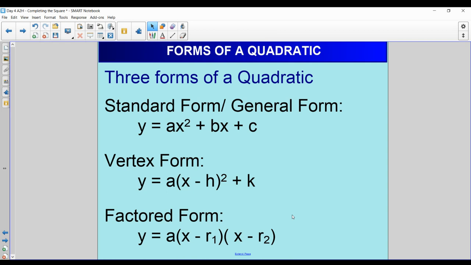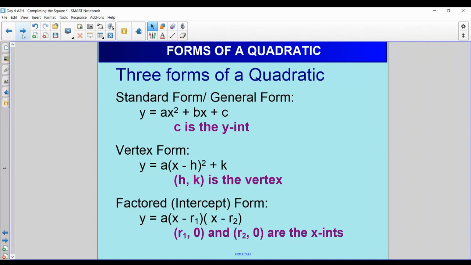So just like we've been saying for the last couple of days, we have three forms of the quadratic: standard or general form, vertex form, and factored form, which is sometimes called intercept form. So you want to understand the important things that you can get from each. The standard form, general form, gives the y-intercept, and it's just the c value. Vertex form obviously gives you the vertex, and the factored form gives us the intercepts, the x-intercepts.